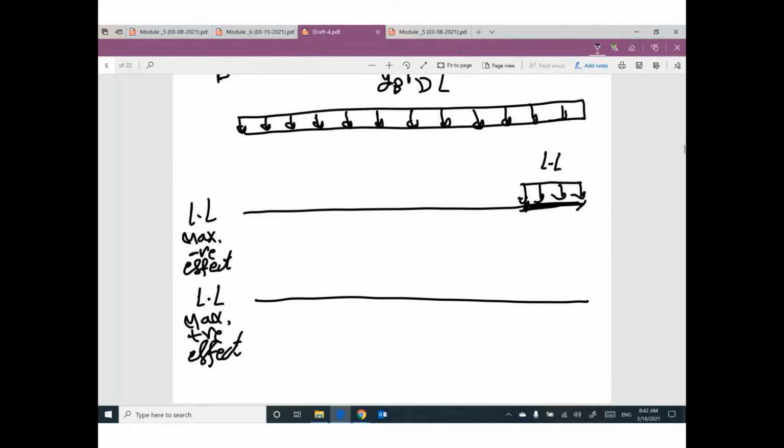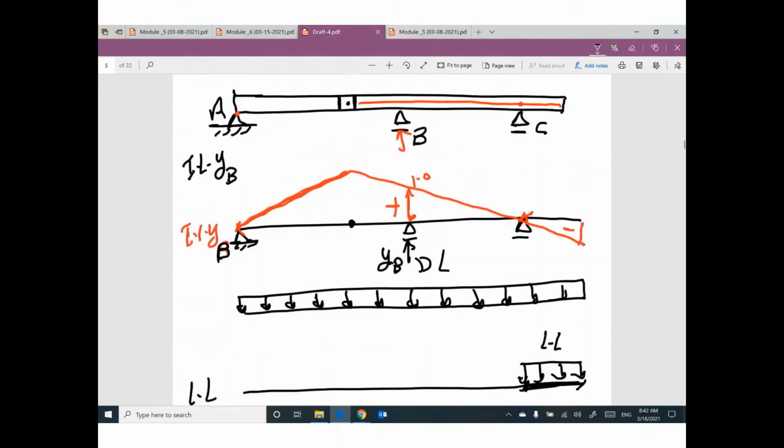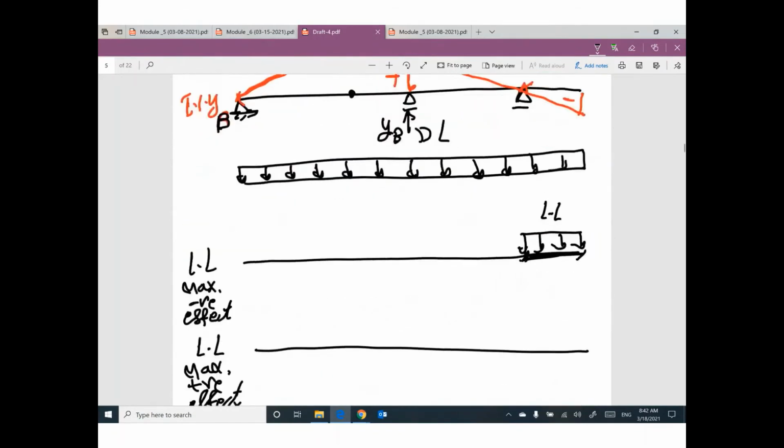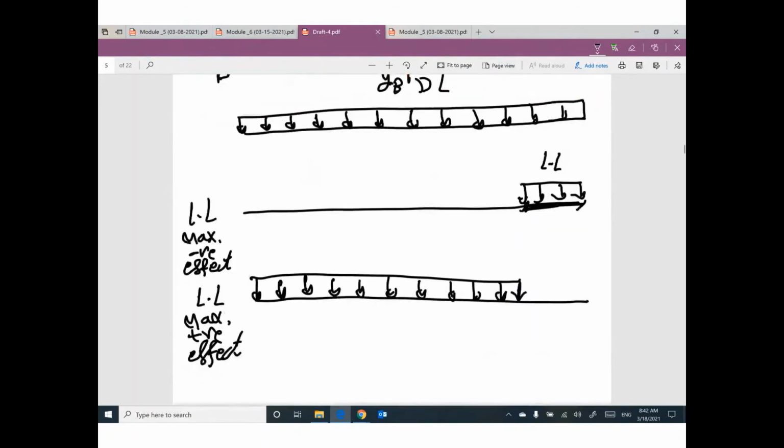Okay, I will move people on the bridge to cover only this part. Believe me, if you have people covering this part of the bridge, you are in the worst case to give you maximum positive effect on YB. That makes sense?